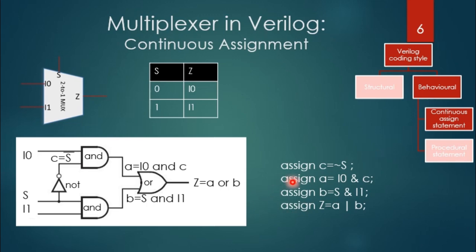The second line describes the AND operation corresponding to this AND gate. It is I0 AND with the S bar signal, which is C. The third line describes the AND operation of the lower AND gate there, and the last line describes the OR operation of this gate. So all operations should be using the stick symbol. There's a typo here.